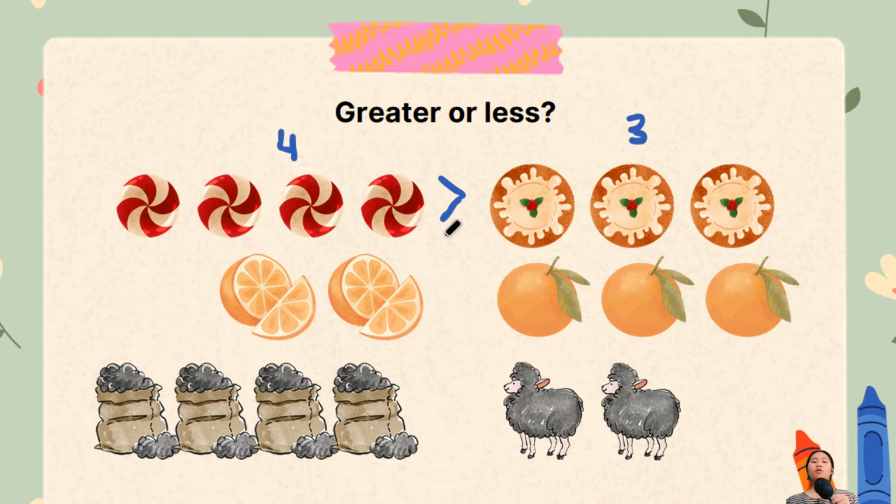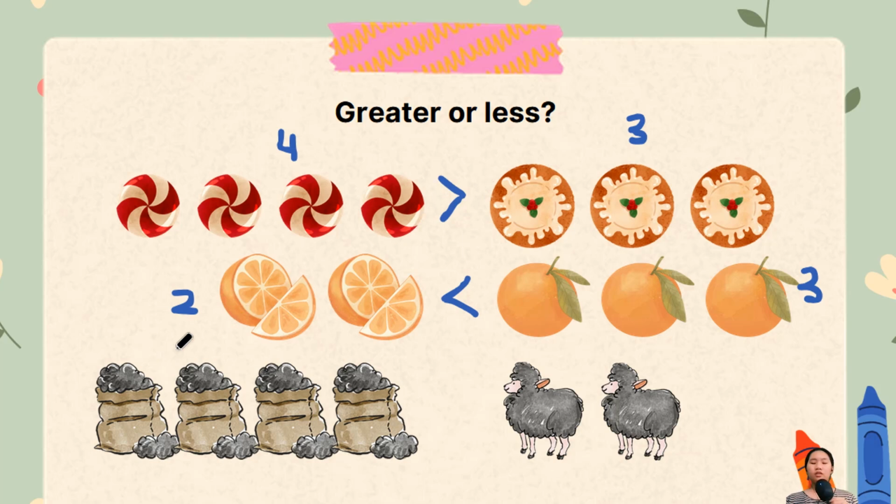Same thing with these oranges. How many orange do I have here? I have 2. What about here? 3. So what should be in the middle? Is 2 less than 3? Is 2 greater than 3? Well, 2 is less than 3, okay? That's the symbol for less than. This is the symbol for greater than.